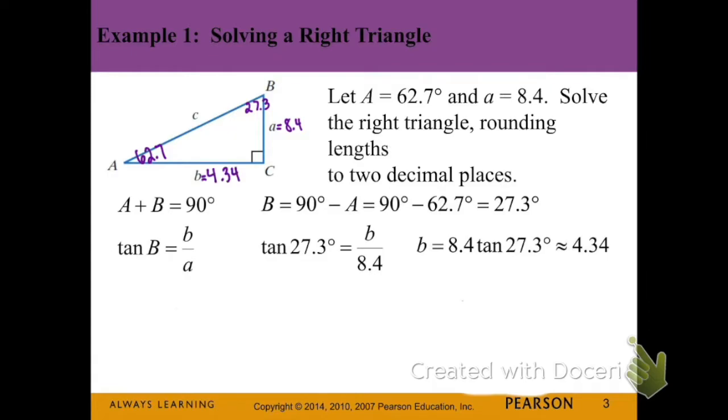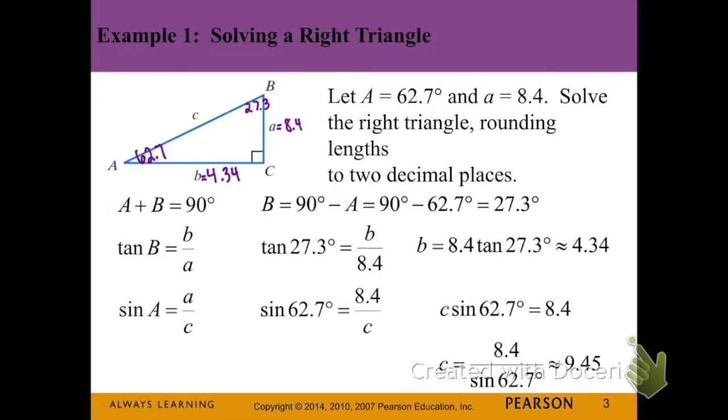Next, we're going to solve for side C, and this time I'm going to use sine of angle A equals opposite over hypotenuse, so side A over side C. We plug in what we know, and this time notice C is in the denominator, so I'm still going to have to multiply over my denominator, so I'm going to multiply C over to the left side. And then my last step when solving for C is just going to be to divide by sine of 62.7. And we get side C to be 9.45.